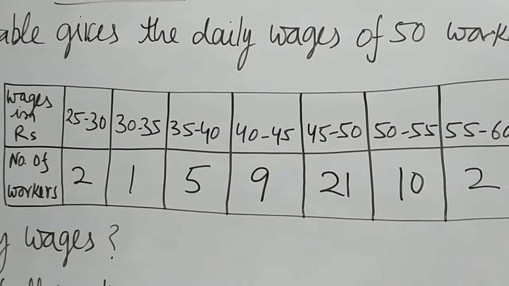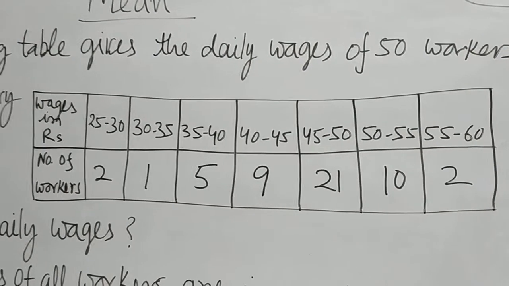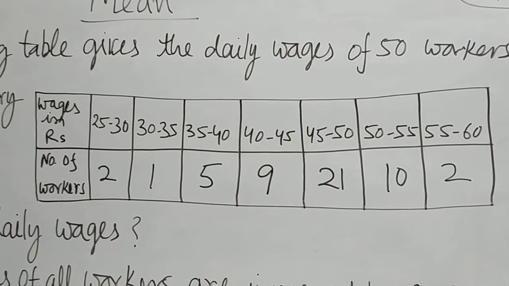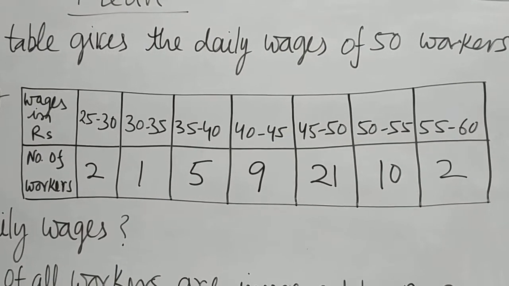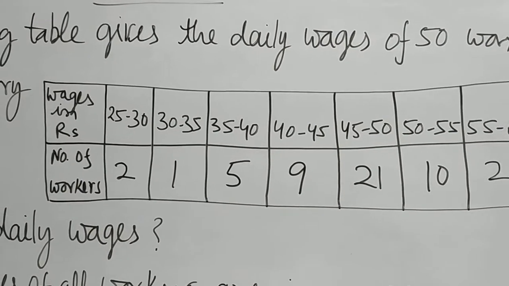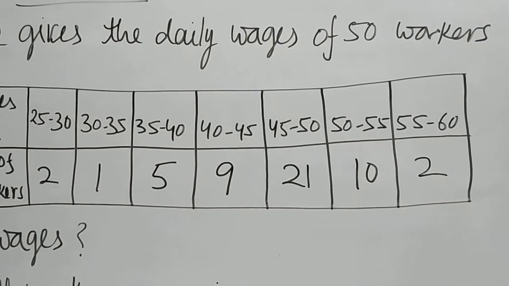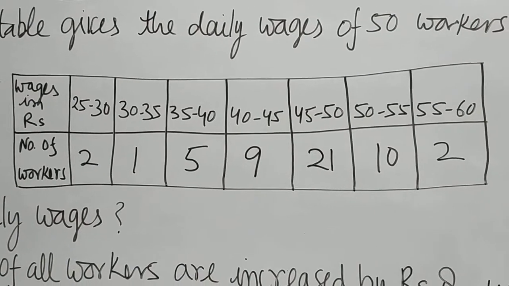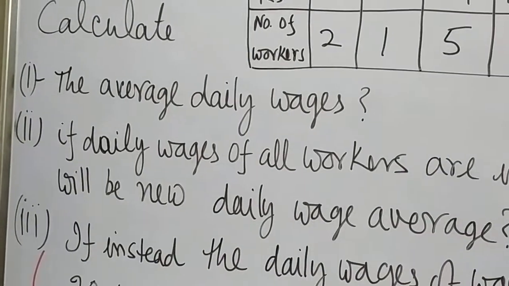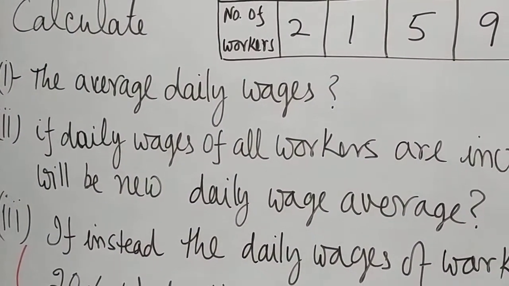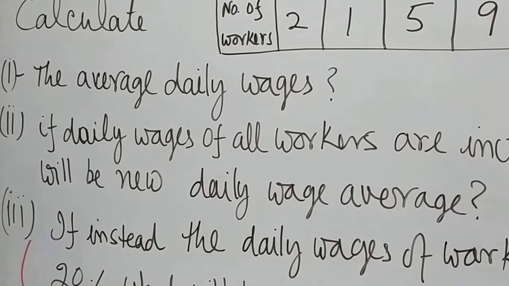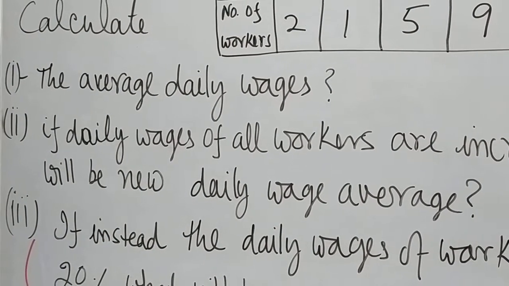Understand the table in each situation, from so many angles, in which you are comfortable to visualize or to make a picture in your mind. Three types of problems are given. Average daily wages, it is simple.